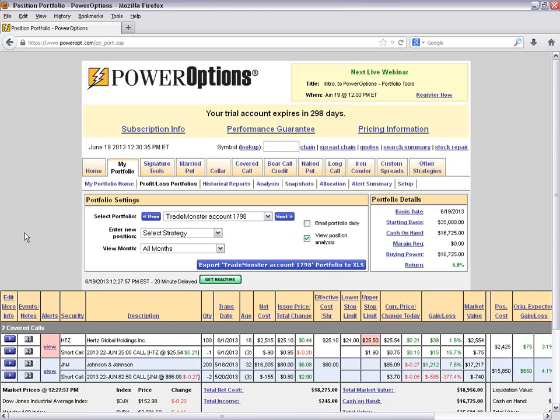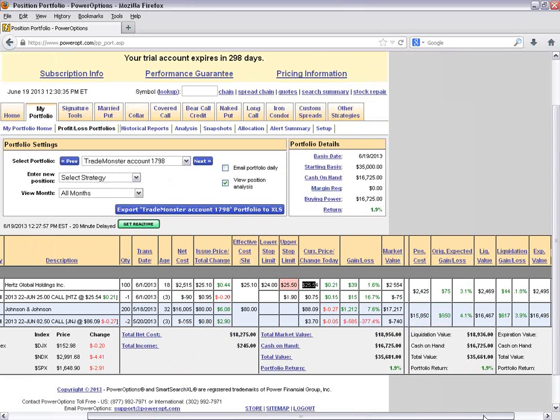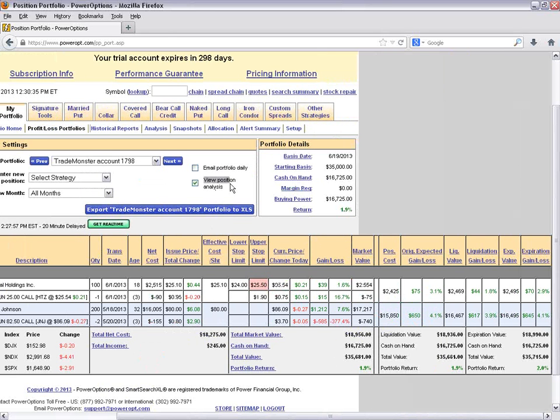All right, so an alert has been triggered. Remember, we bought stock at 25.10. We sold the 25 call for 95 cents. Stock's now trading at 25.54, which is just above my upper stop limit of 25.50. And as we scroll over, because I checked the box again for view position analysis, I can see that, all right, I was expecting to make 3.1%, but right now, my liquidation value is only 1.8%.